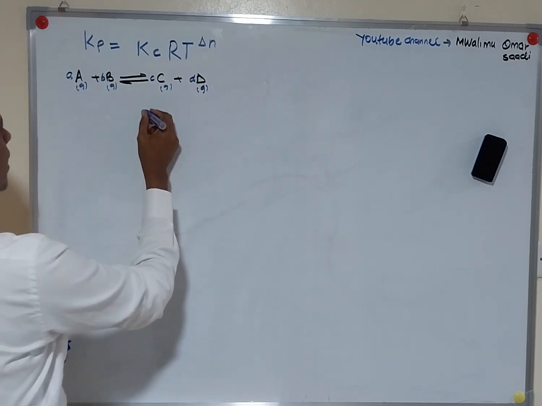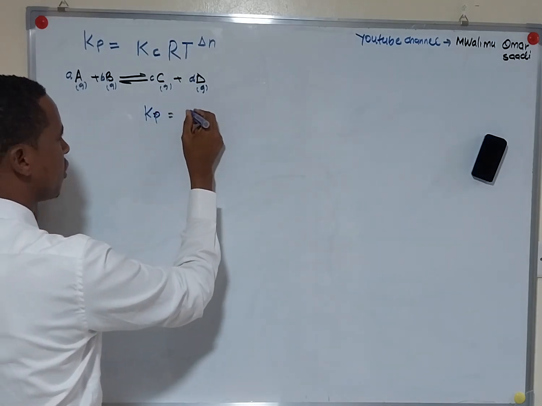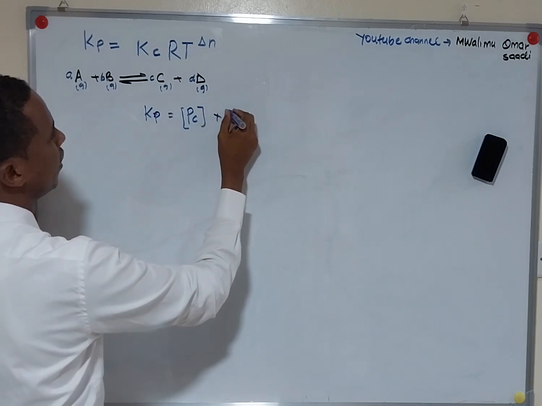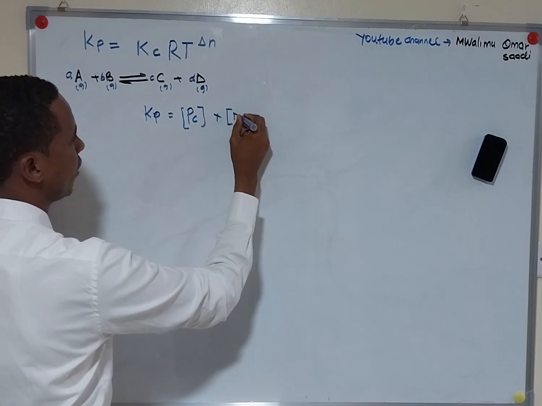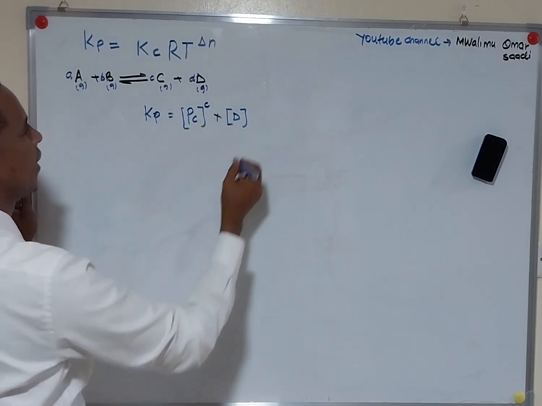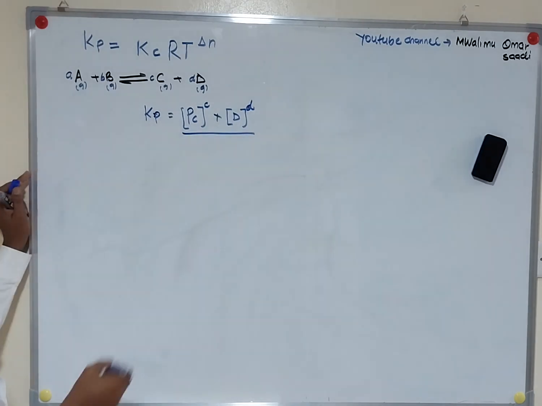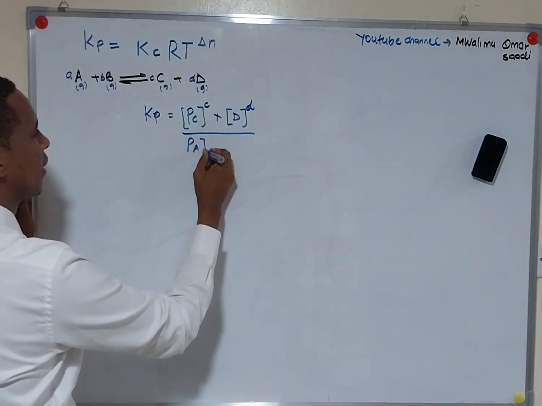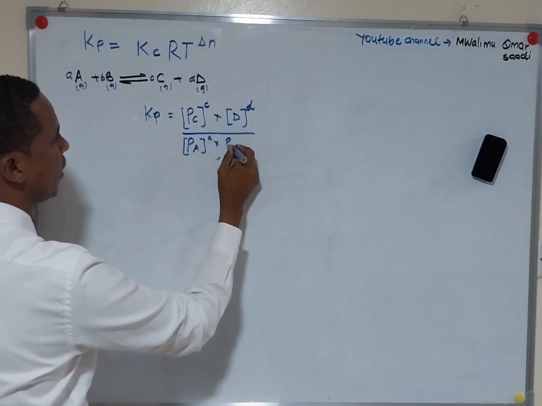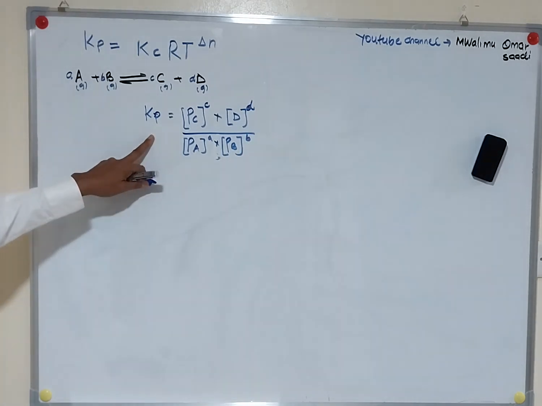So the expression of Kp is equal to the pressure of C times the pressure of D. The pressure of C has a power of its coefficient c, and D power d, all over the pressure of A power a, times the pressure of B, then raised to power b.